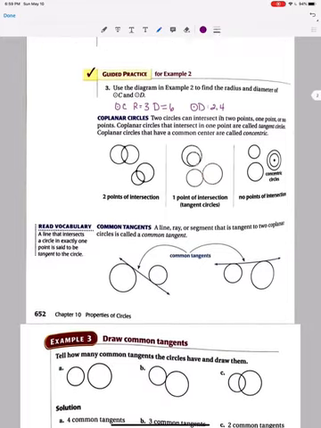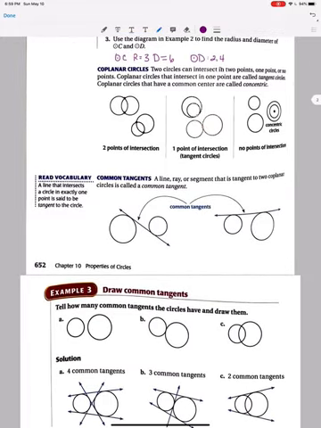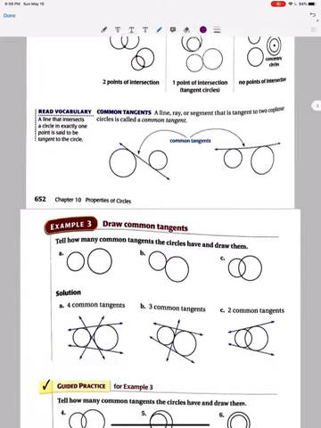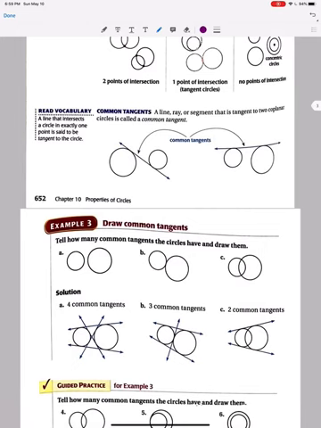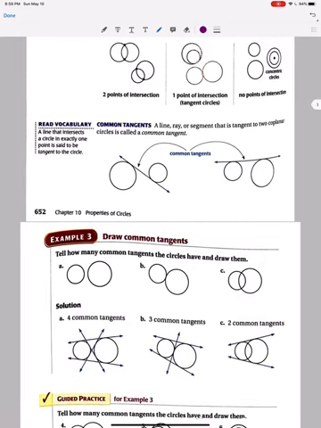This next part's not very important. Tangent lines and circles. So I'm just going to go through these examples, and I think you'll be able to catch on. It says, tell how many common tangents the circles have and draw them. So these 2 circles in example A, I can draw 4 common tangents. So 4 common tangents. You see right here's one, and here's one.